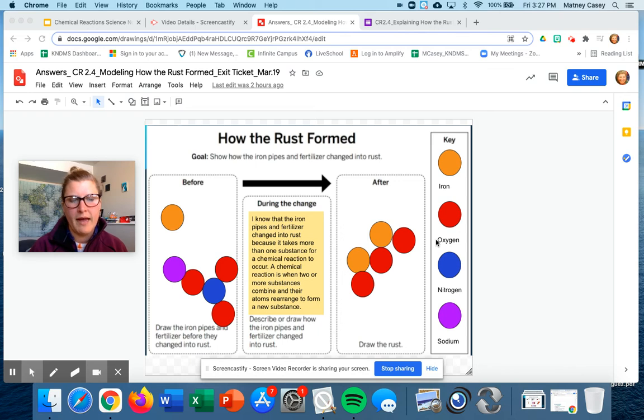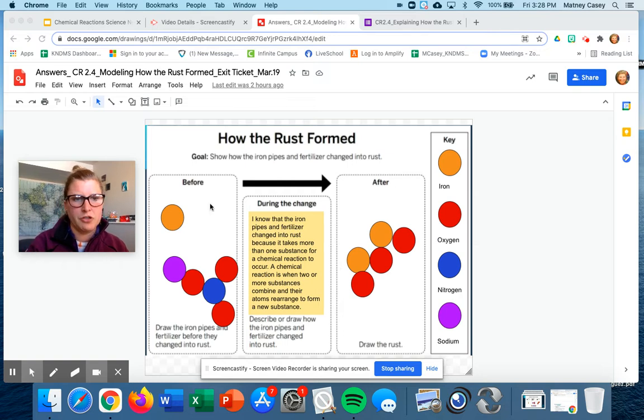All right, welcome back. I want to go over the answers for your exit ticket from Friday's lesson. It was CR 2.4, explaining how the rust forms. That's March 19th. So I have on the screen here an exact drawing of what your Google Draw should have looked like. Some of you put this down, and I commend you. You did great.